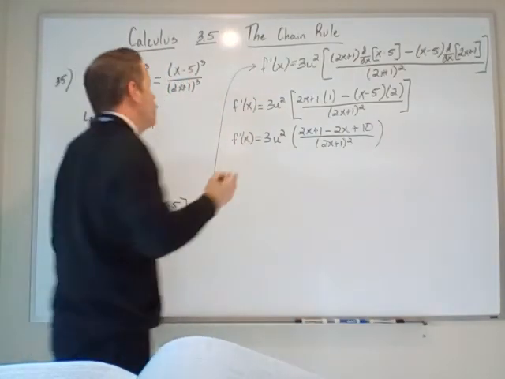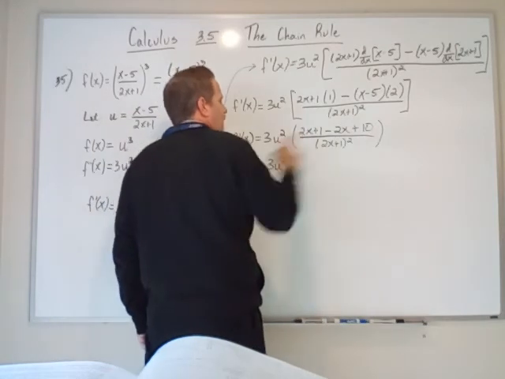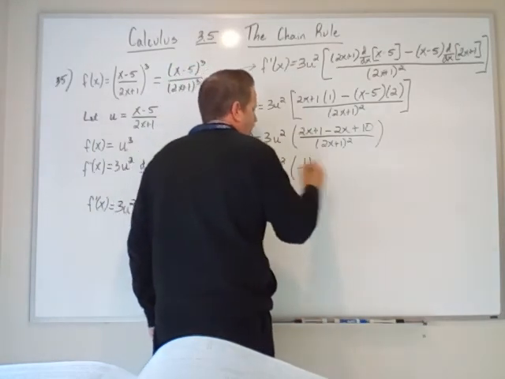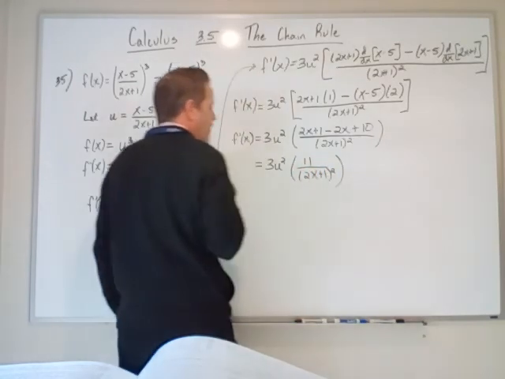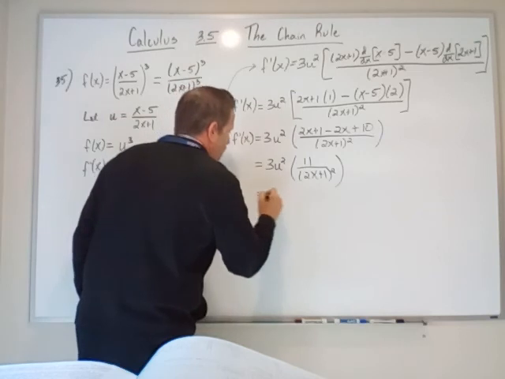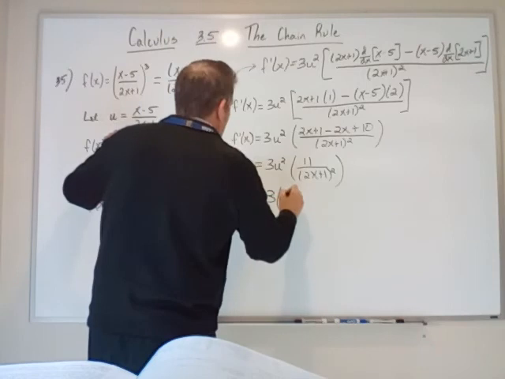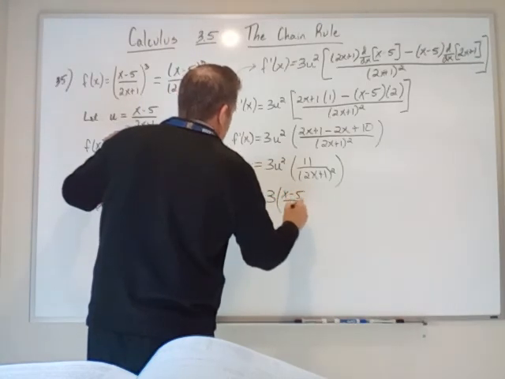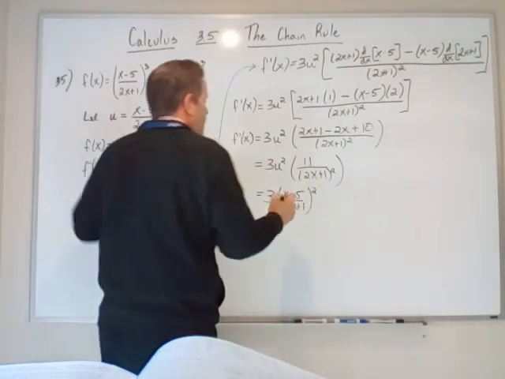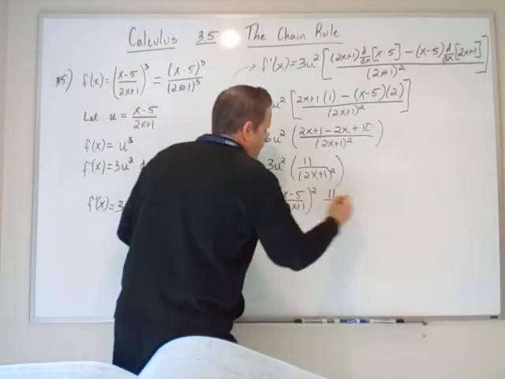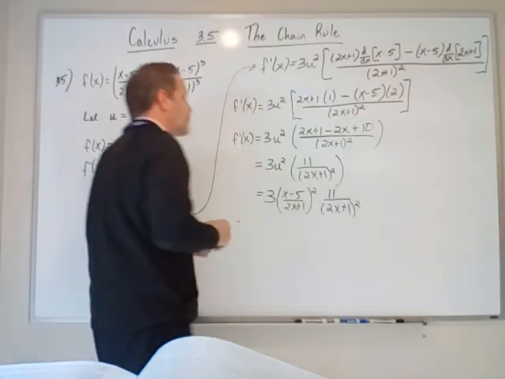Okay, continuing on, 3u squared. My numerator now, 2x minus 2x is gone. Looks like I've got an 11 up here, and that's divided by 2x plus 1, quantity squared. Lastly, I'm going to plug in for u. So I've got 3 times u, and u is x minus 5 divided by 2x plus 1, squared. And then now I'm going to multiply times 11 divided by that quantity 2x plus 1 quantity squared.